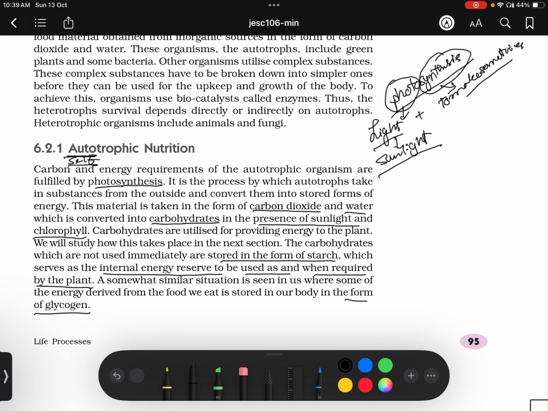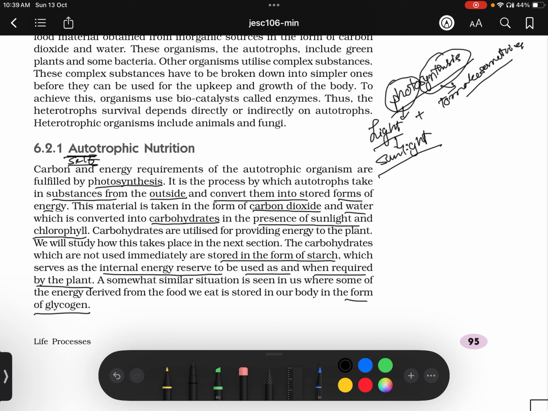टॉर्च लाइट मारने से नहीं होगा, सनलाइट ही चाहिए। सनलाइट की हेल्प से कुछ बना रहा है, that means they are making something with the help of sunlight, that is photosynthesis. Now, the definition of photosynthesis is mentioned here. It is the process by which autotrophs take in substances from the outside and convert them into stored forms of energy.